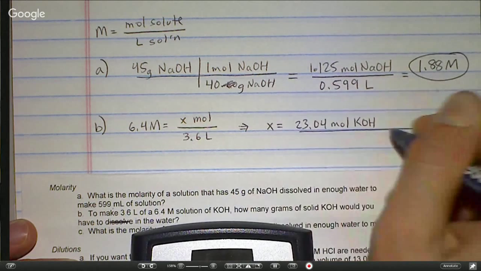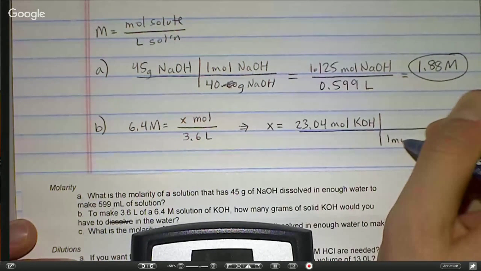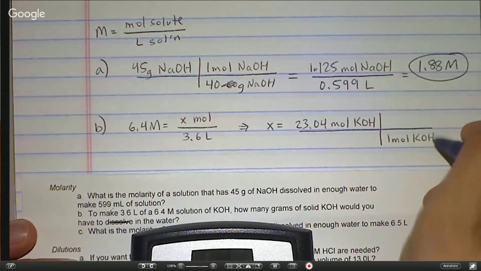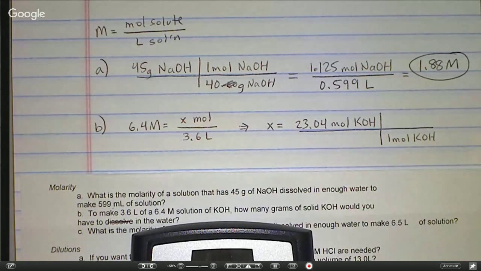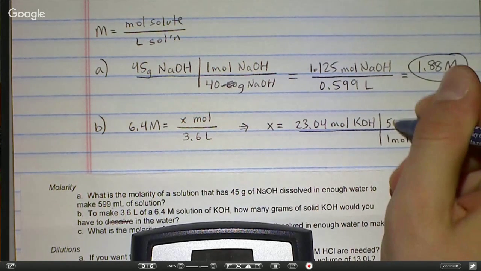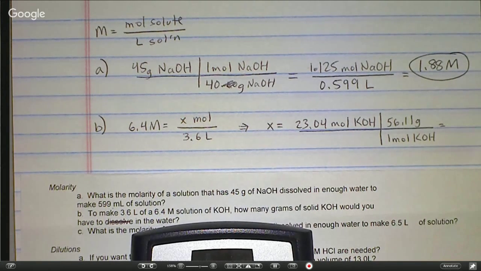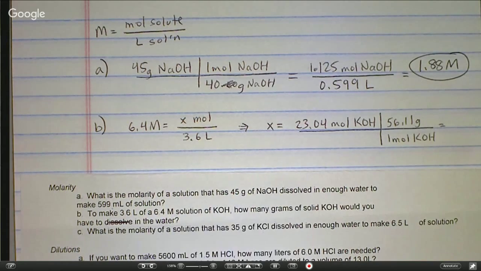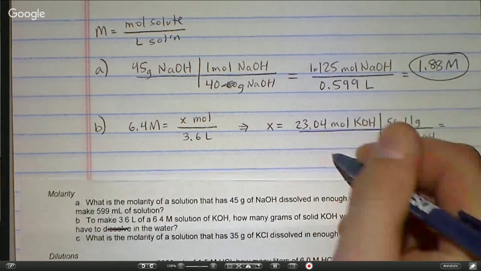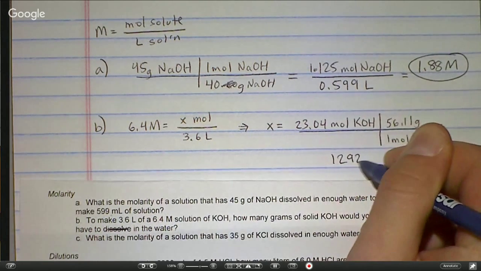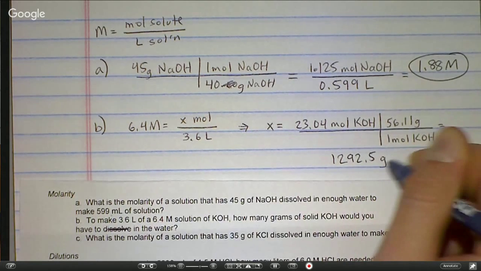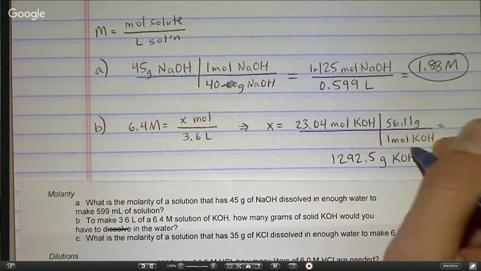1 mole of KOH has, see, 39.1 plus 17.01, so 56.11 grams. A really big number here. We should see this many grams of KOH.